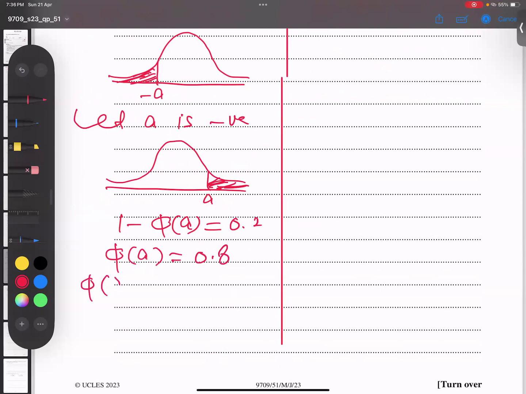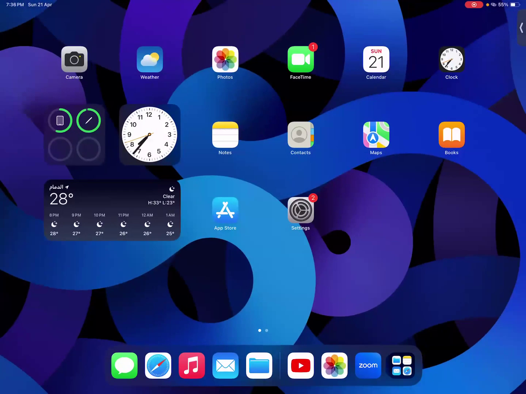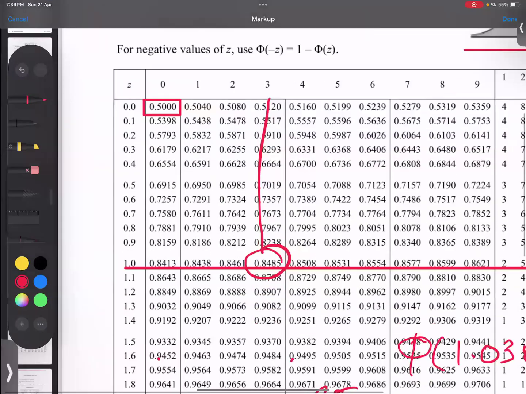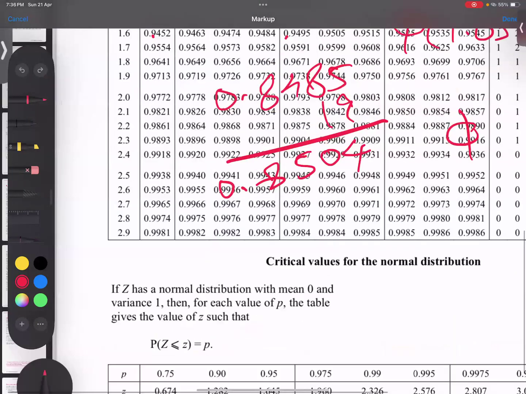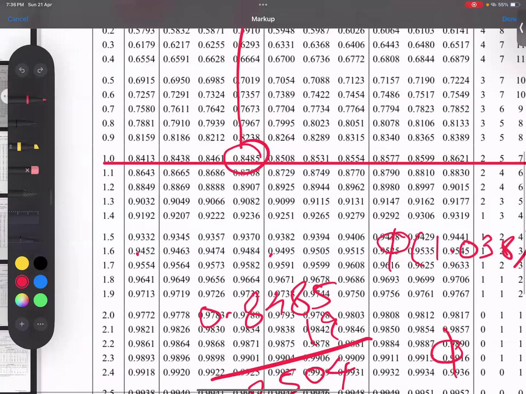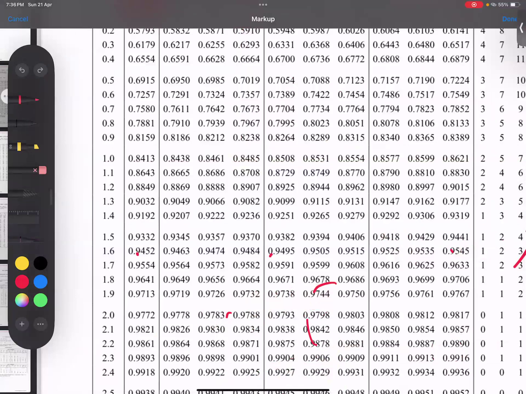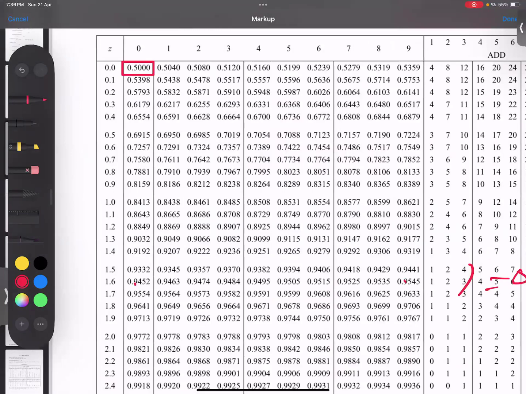And phi of A is equal to phi of what value? Which probability is 0.8, or 0.8000, you can put extra zeros. So 0.8. So let's first of all check it. Do you have the probability 0.8? Sometimes it is mentioned here, but not mentioned here. So I will check from here. How to get 0.8, students?